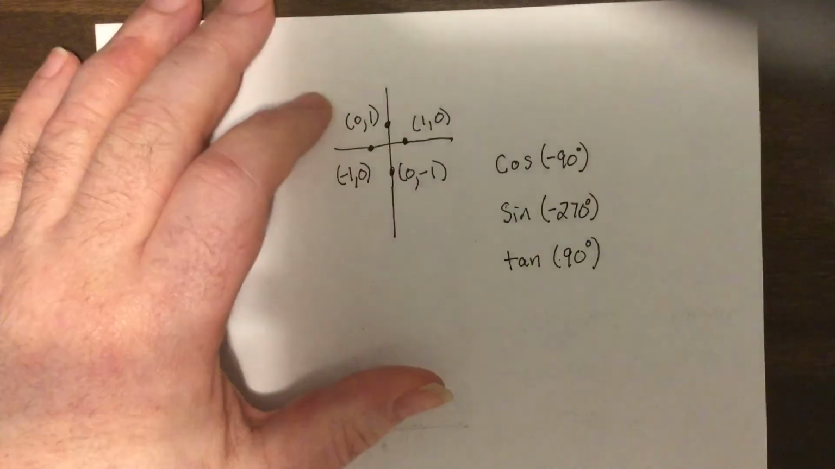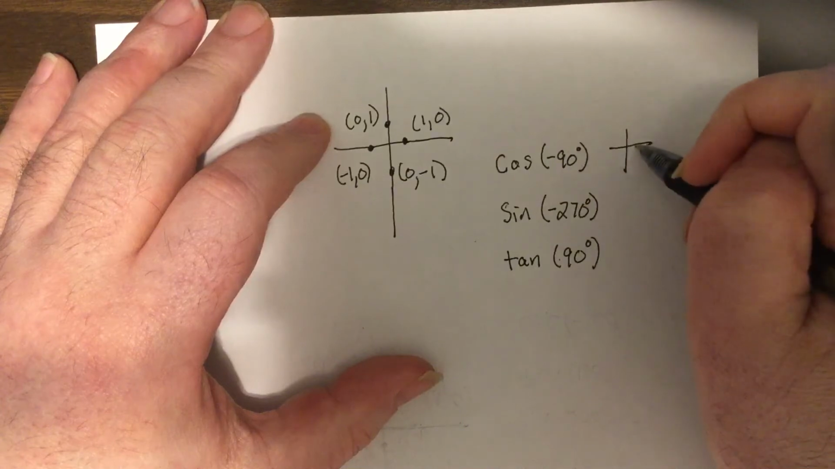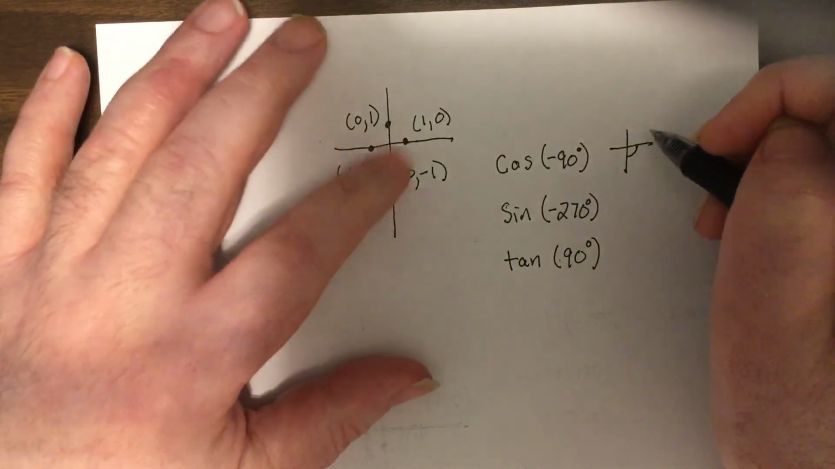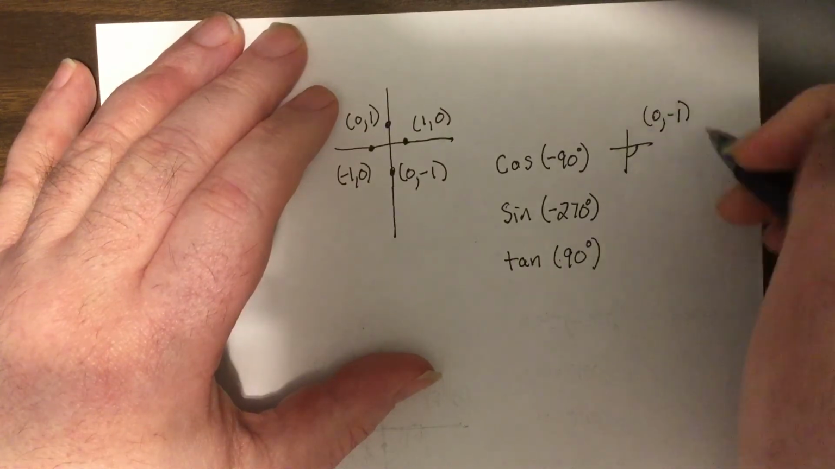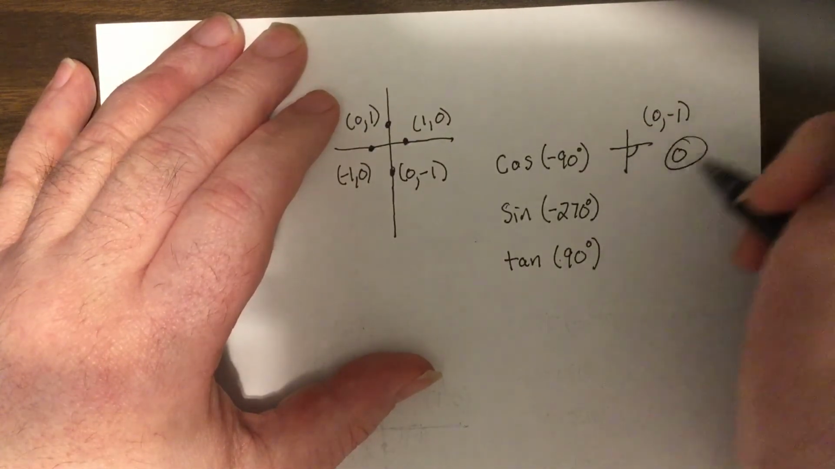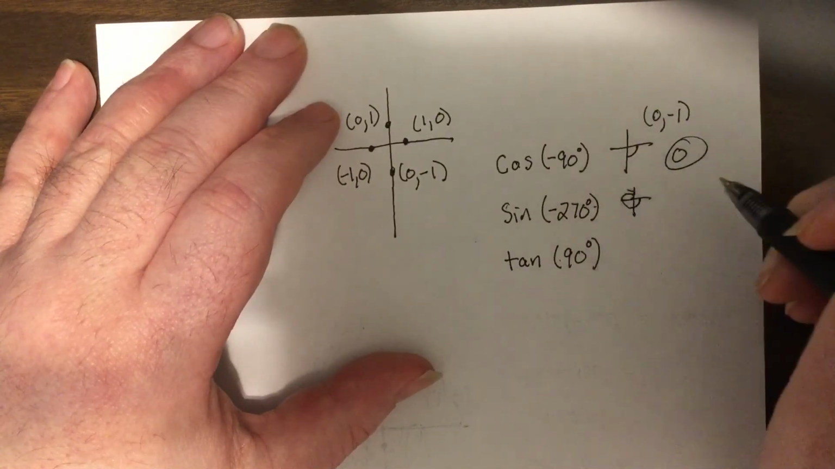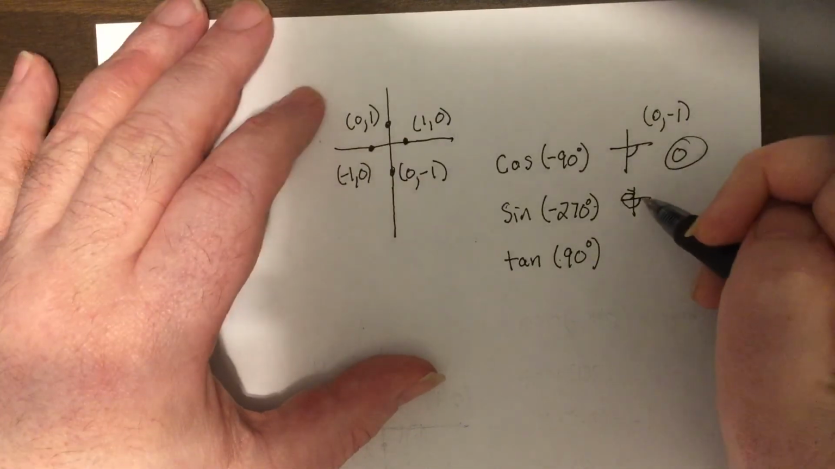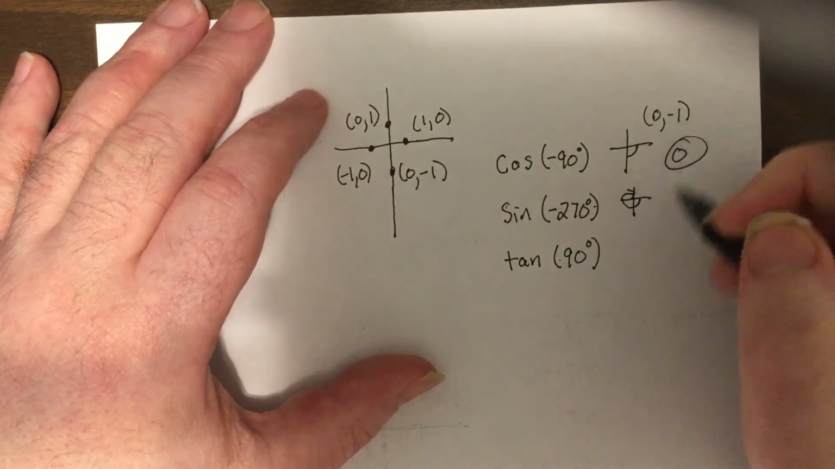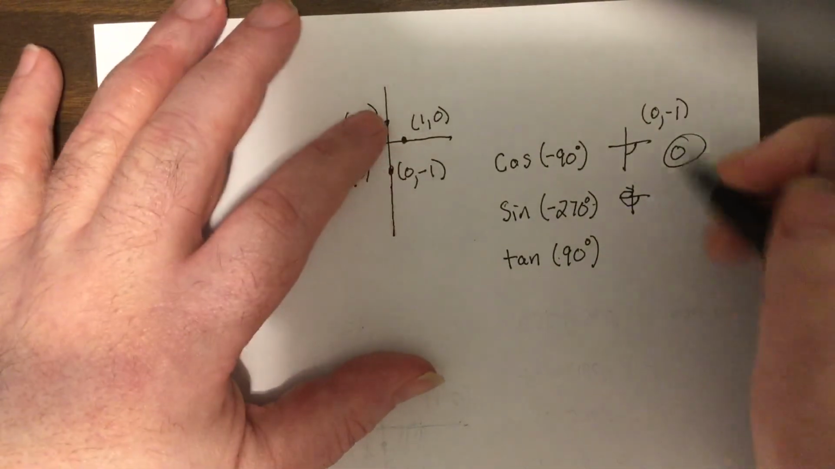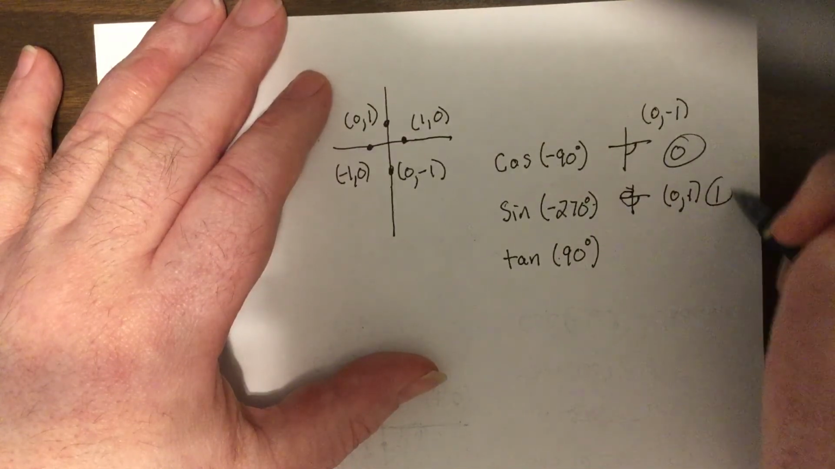Okay, so cosine of -90, I like to make a drawing. That'd be right here. That's the point (0, -1). Cosine is x over r, which is 0 over 1, so it's 0. Sine of -270. We go in the other direction. This is positive. So we're using the point at -270, which would be (0, 1). And sine is y over r, so it'd be 1.